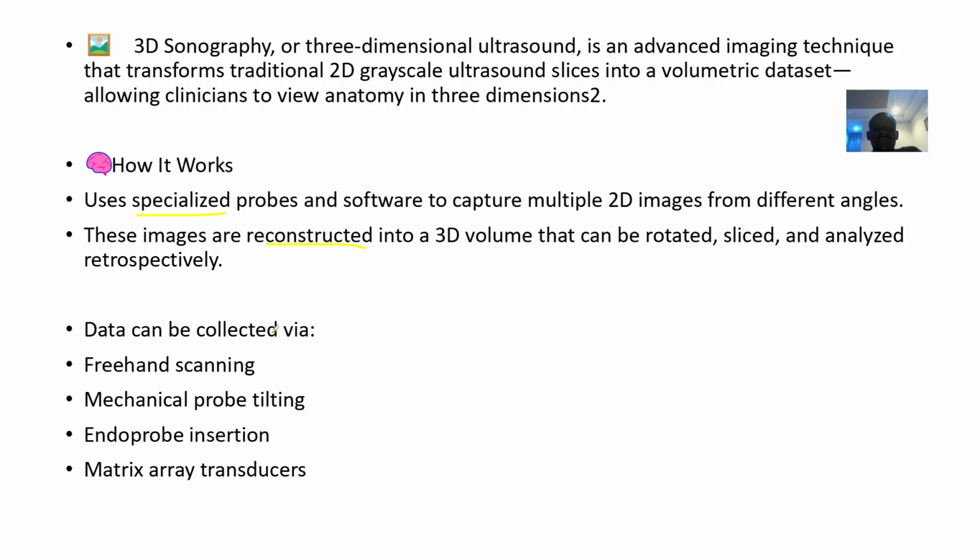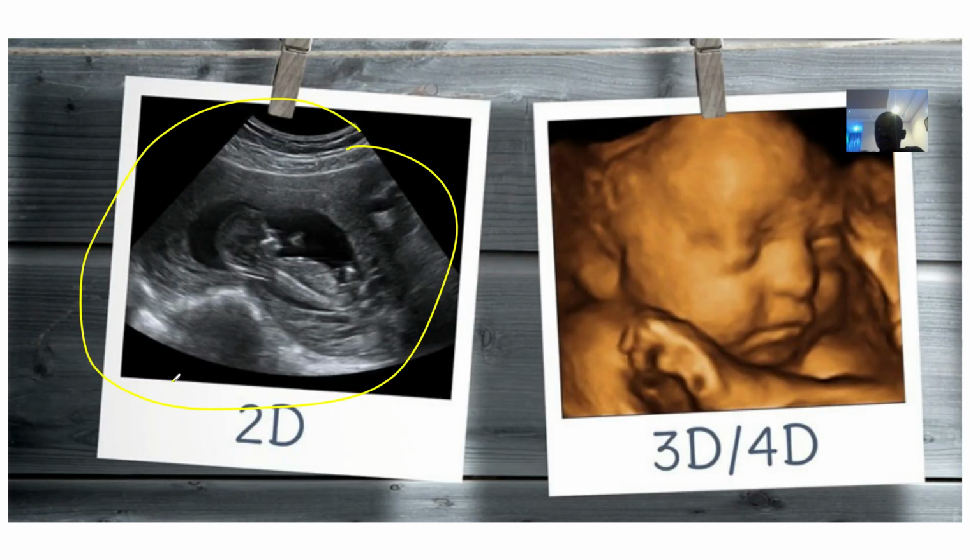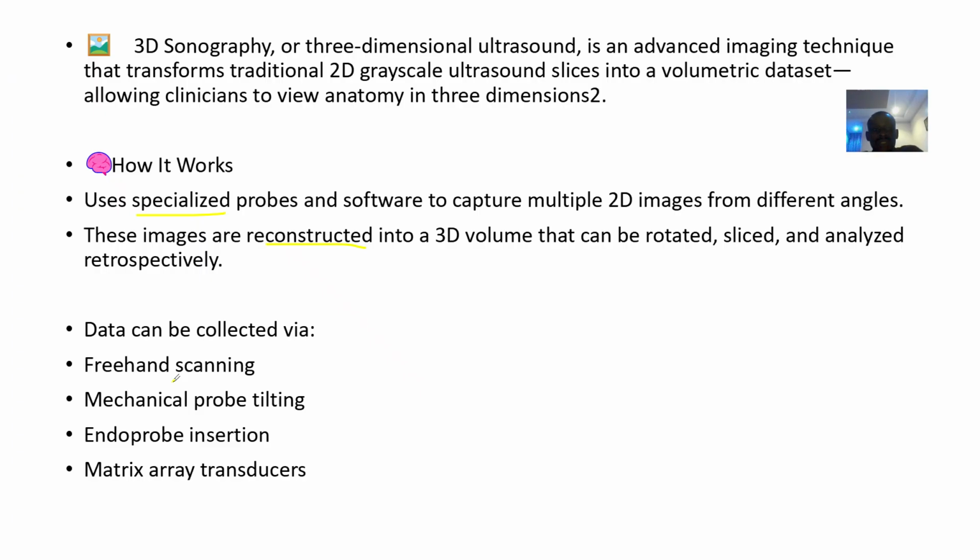It can be collected via freehand scanning. It can be a mechanical probe, all those probes that will be touching the stomach of the pregnant woman. The endoprobe insertion, matrix array transducers, all of these are possible ways.